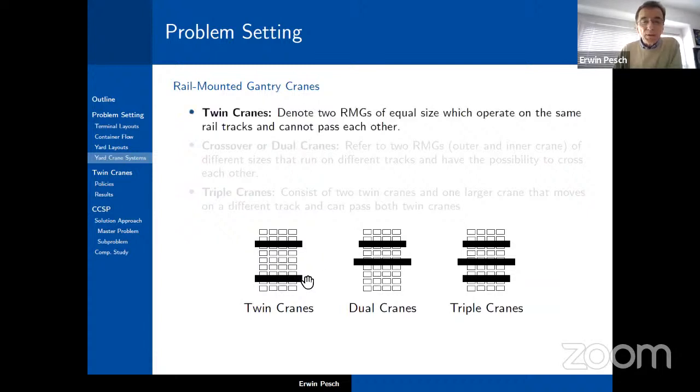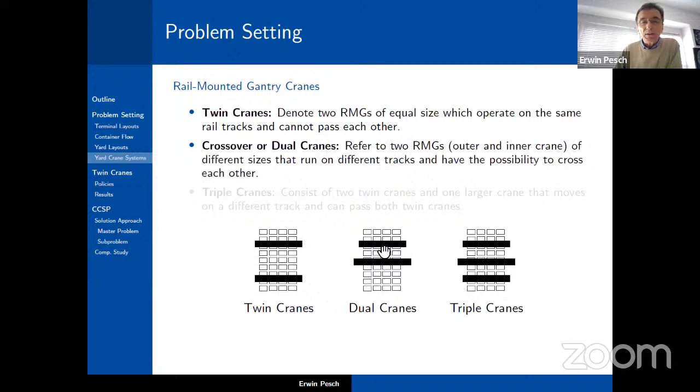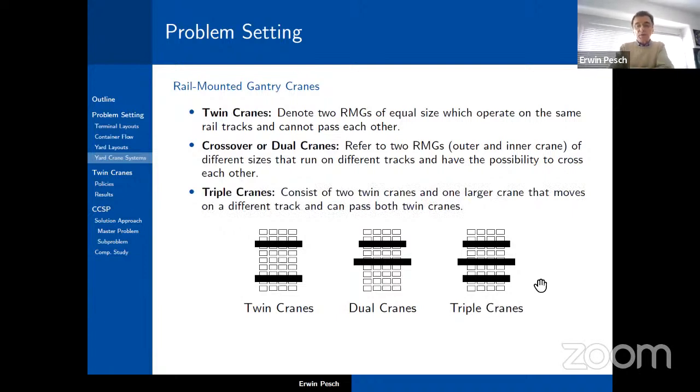Okay. So I mentioned already the twin cranes. The twin cranes work on the same level. They cannot overtake each other. Then there are the crossover or dual cranes. This is the situation here. The larger crane can go over the smaller one, and the smaller one, under certain conditions, over the larger one. And there are also situations where you have three cranes on the same level, but then you have to share the area somehow. In this picture, you have two twin cranes and a larger crane. The larger crane can go over the twin cranes. We will consider only the twin cranes and the dual cranes in the rest of this presentation.